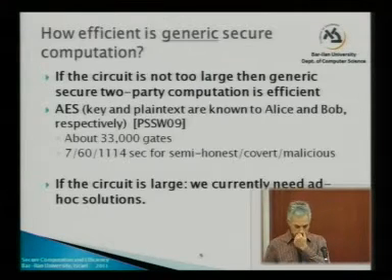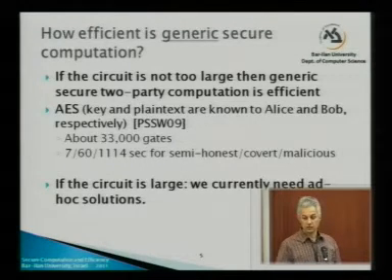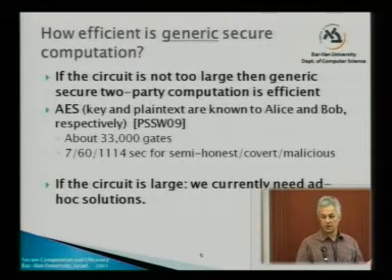So in general, we have generic secure computation using circuits. As I said, it's efficient if the circuit is not too large. What does it mean a circuit is not too large?